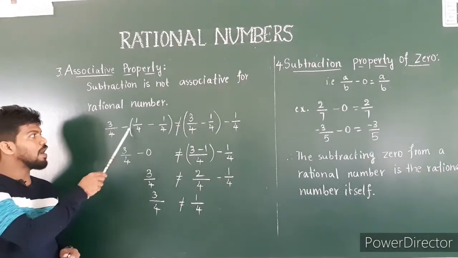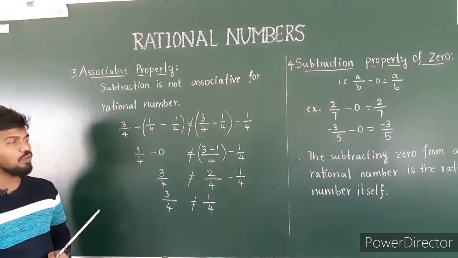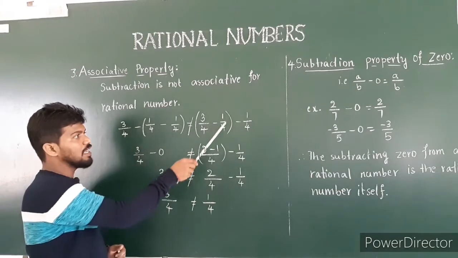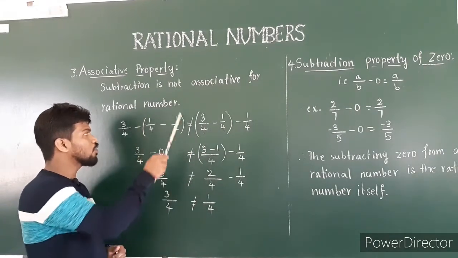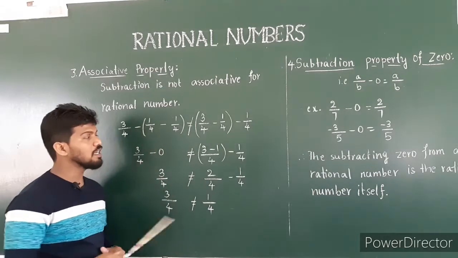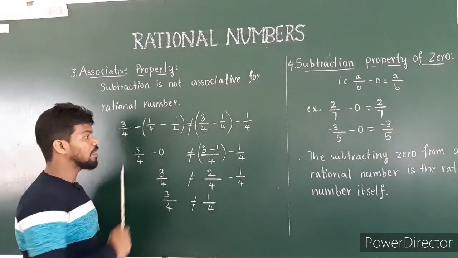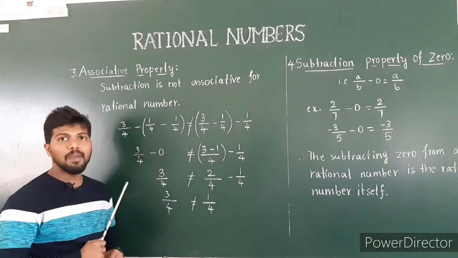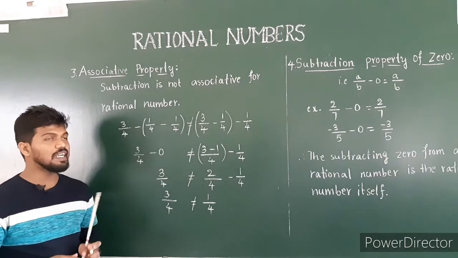3/4 − (1/4 − 1/4) is not equal to (3/4 − 1/4) − 1/4. In one, you grouped the last two numbers; in the other, you grouped the first two numbers. So in subtraction the result is not equal, but in the case of addition, it is equal.